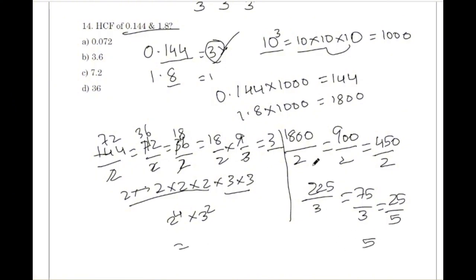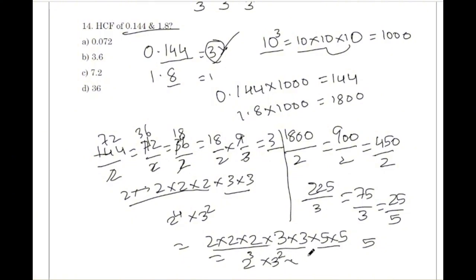So what have we got? 2 into 2 into 2 into 3 into 3 into 3 into 5 into 5. Okay, simplify it. We've got 3 2s, 2 to the power of 3, 2 3s, so 3 to the power of 2, and 2 5s, 5 to the power of 2.